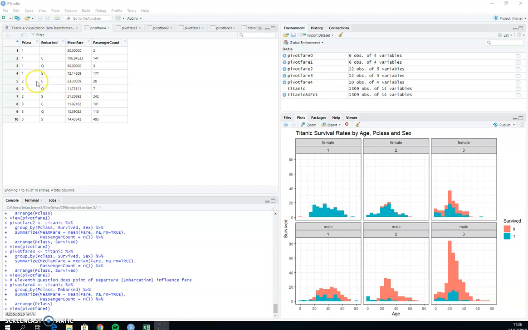Okay, so in the next video, I will finish out the explanation here, my observations relating to this pivot table.